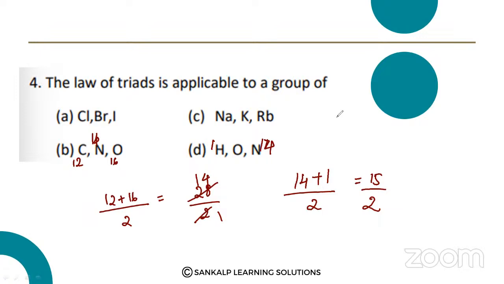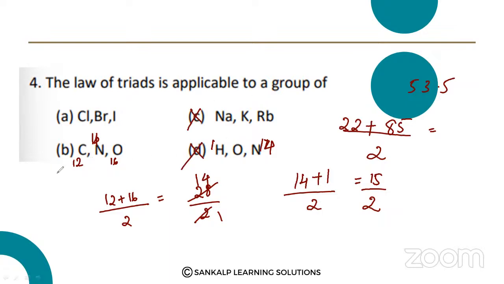Sodium. Sodium is 22. Yes, it is 22. So 22 plus rubidium, atomic mass 85. It is 85 divided by 2. So just see how much you'll get. 22 plus 85 divided by 2, so this will be 53.5. What is potassium's atomic mass? Potassium is 39. So it is not applicable. This also it is not applicable.